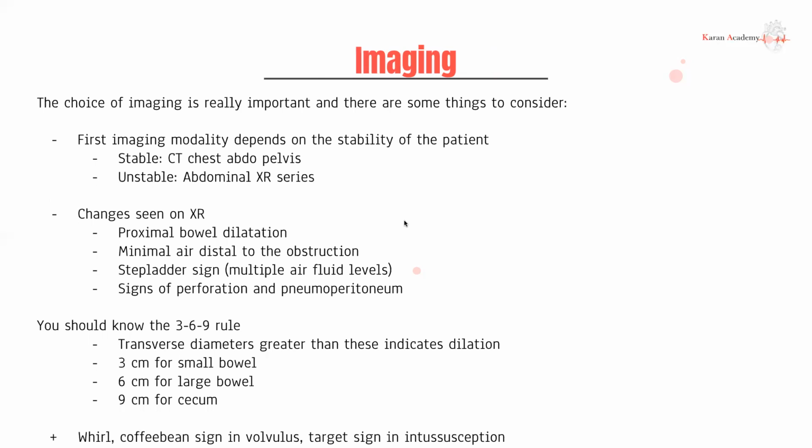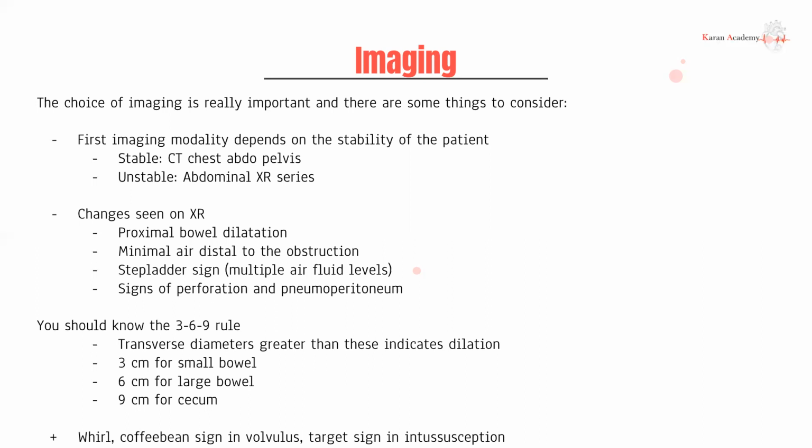So the first thing you want to do depends on how stable the patient is, right? If they are stable, do a CT chest abdo-pelvis, because this will give you the most information. If they're unstable, you don't have time to do a CT, and therefore an abdominal X-ray would be better. Things you would see on an X-ray include proximal bowel dilatation. So when you have an obstruction, the piece of bowel before that is going to enlarge. You can also have minimal air distal to the obstruction, a step ladder sign, or multiple air fluid levels, which is more commonly seen on an erect chest X-ray or abdo X-ray.